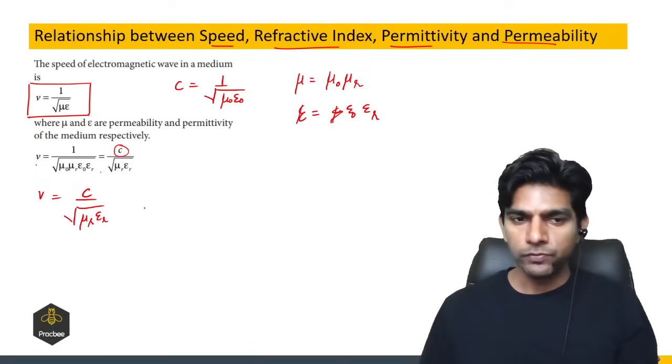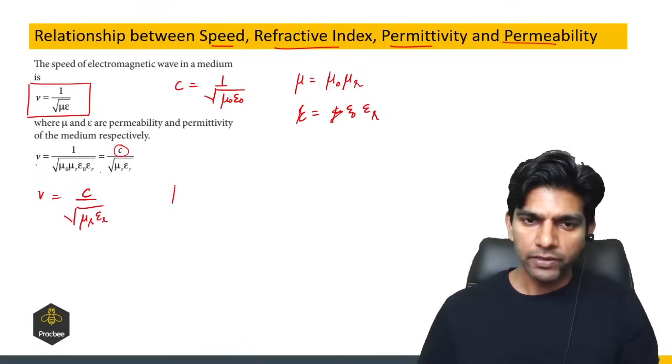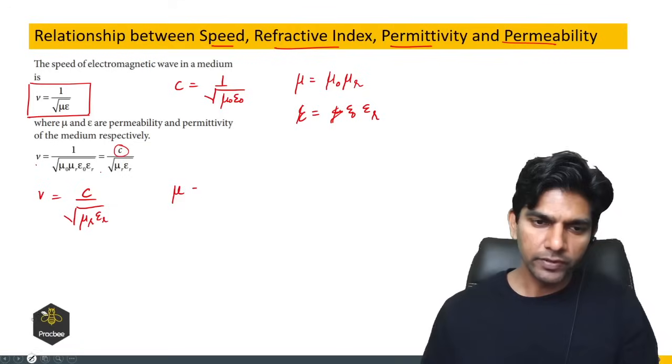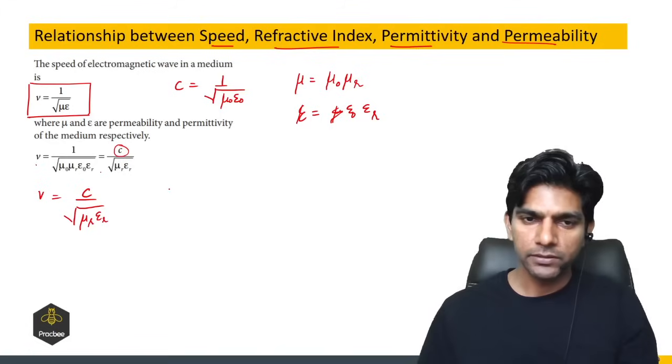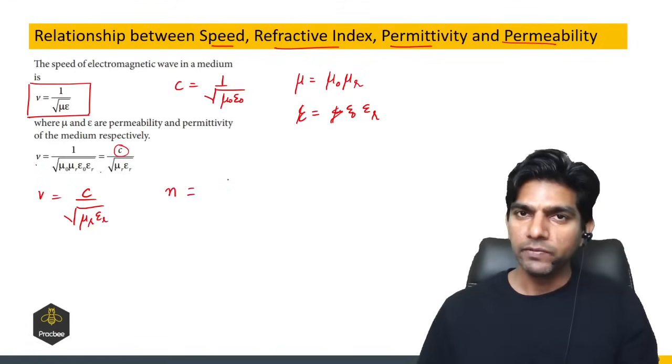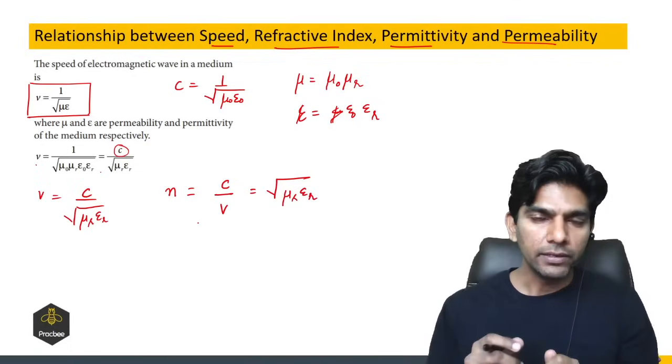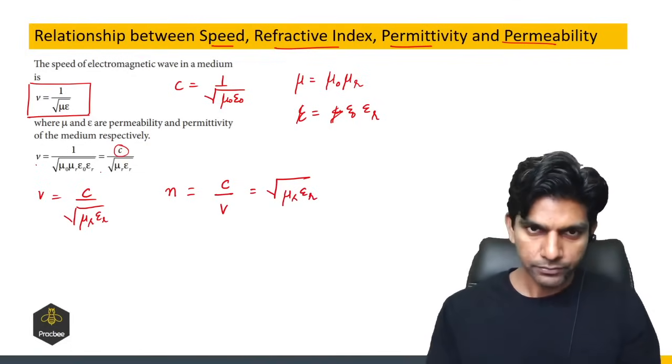Now we have a very important formula. We know the refractive index. If I take n as the refractive index of the medium, which you must have studied in optics in class 10th, it is given as the speed of light in vacuum to the speed of light in that particular medium. So it comes out to be square root of mu r epsilon r. So do remember this formula for the refractive index of a particular medium.